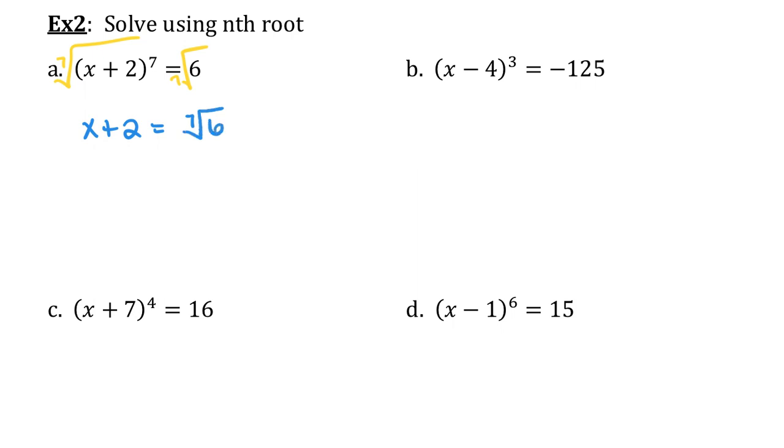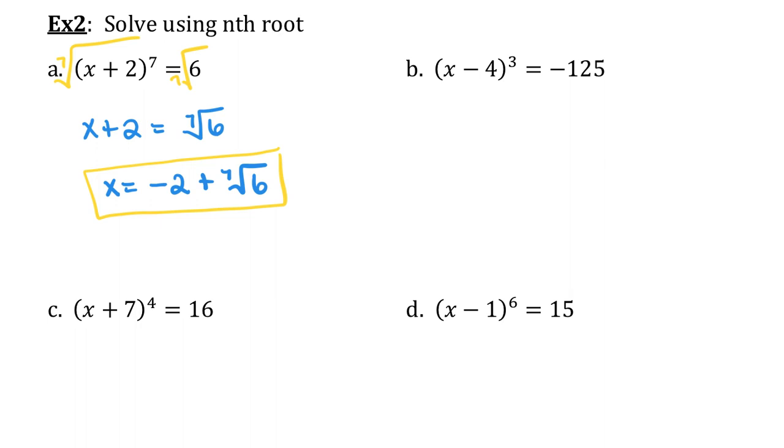Okay, let me minus the 2 to the other side. I'm going to have minus 2, and then I only have a 7th root of 6. Is it positive or negative? It's a positive 7th root of 6. So I only get one answer. It's negative 2 plus the 7th root of 6.